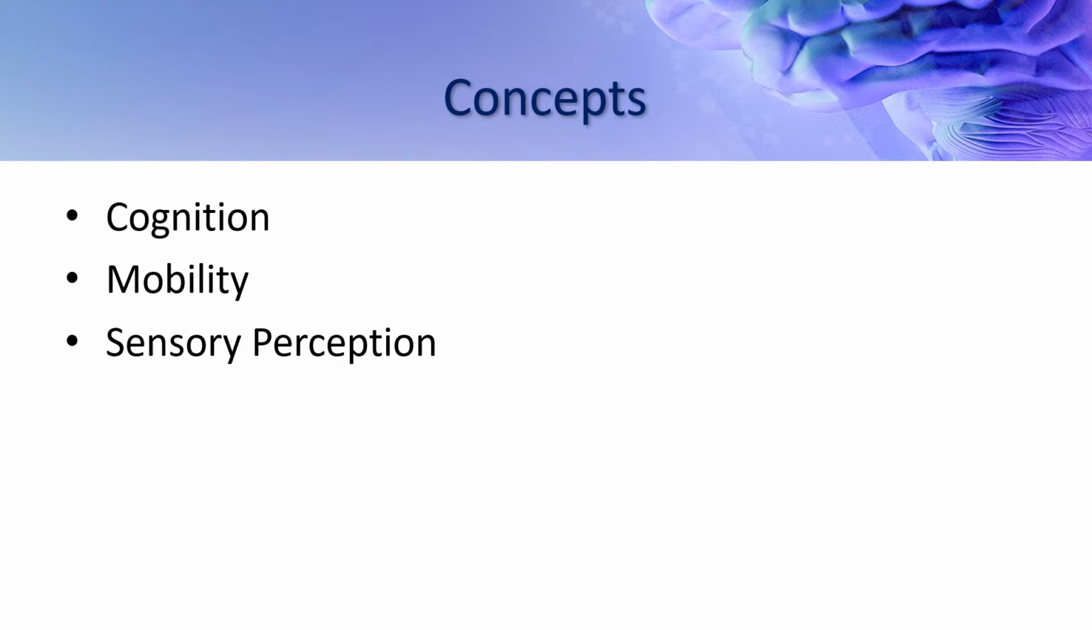Mobility, of course, is affected by the nervous system, and then also their sensory perception, their touch, taste, smell, hearing, all of that is controlled by the nervous system.